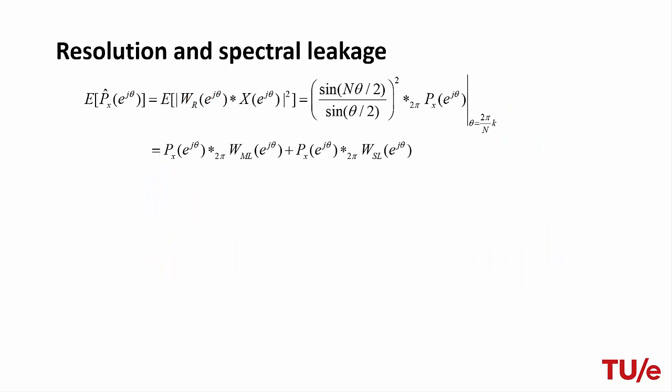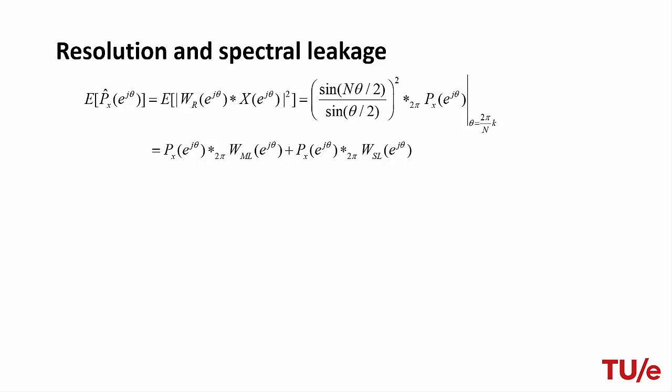To look at the effects of the window from a statistical point of view, we can calculate the expectation of the spectrum obtained from a windowed signal. This can be written as the expected value of the modulus squared of the convolution between the window transform and the signal transform. Since the window is deterministic, and the expected value of the square modulus of the signal is actually the power spectral density, we can rewrite this expectation as the true spectrum convolved by a periodic sinc.